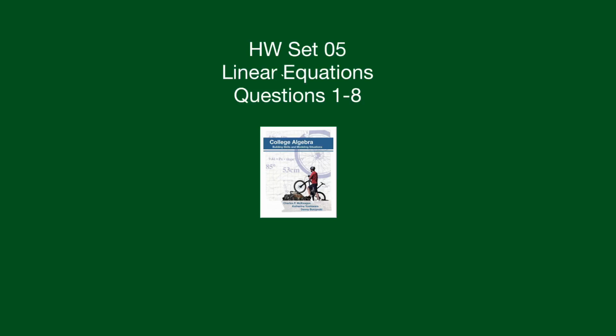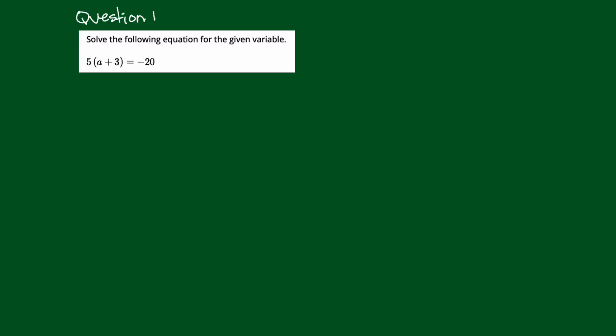This is homework set 5, linear equations, questions 1 through 8. Let's see what we can do about solving this equation here. We've got 5 times the quantity a plus 3 equals negative 20, and we want to find the value of a that when we add 3 to it and multiply by 5, we're going to end up with negative 20.